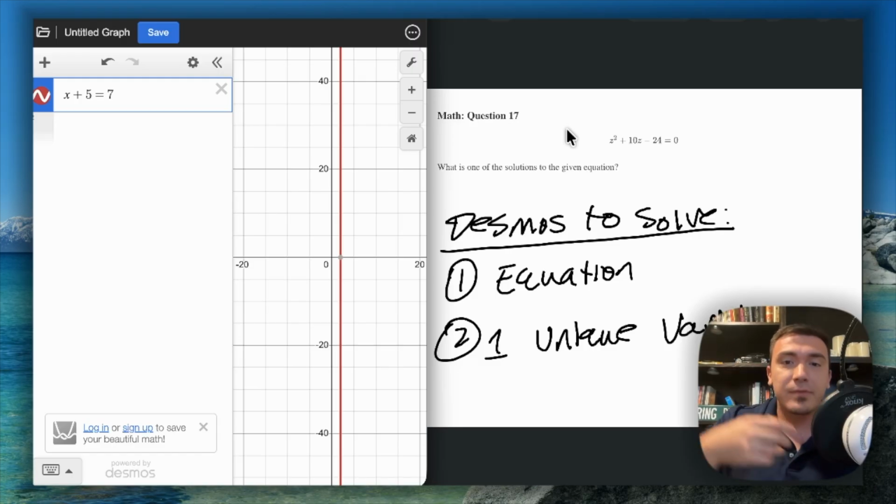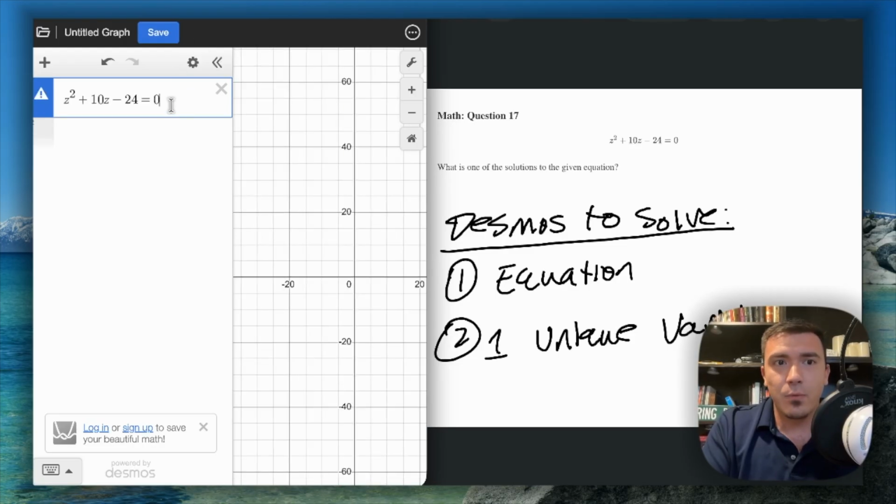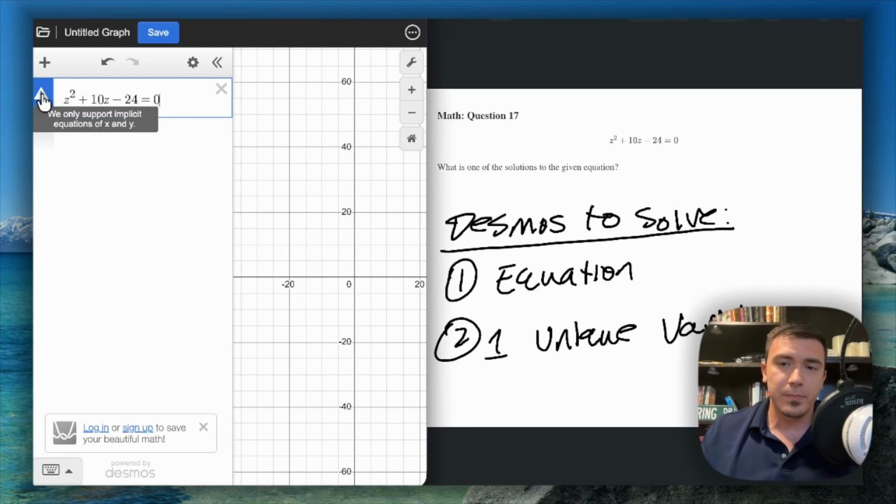Sometimes we want the graph, sometimes we want the solution. In this case, I want the solution. So what I'll do is I'll go to Desmos and plug in that equation, z squared plus 10z minus 24 equals 0, so I can find the solutions. But Desmos says that we only support implicit equations of x and y. So what's happening over here?